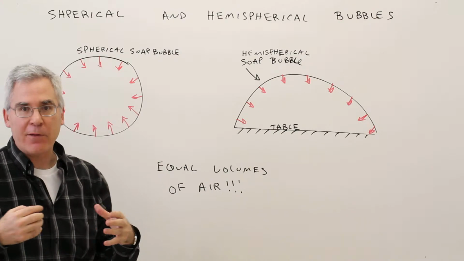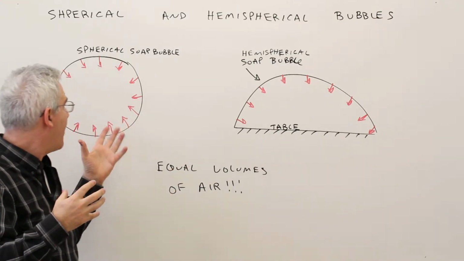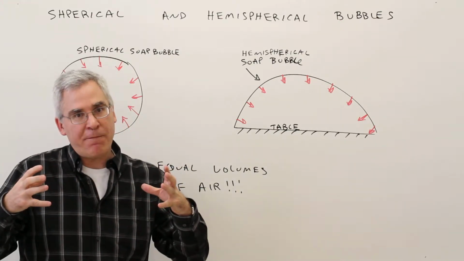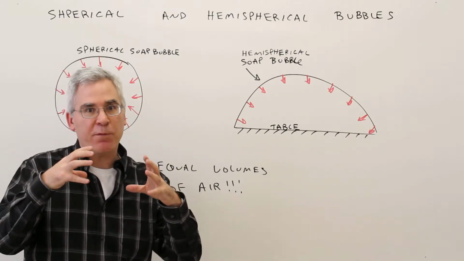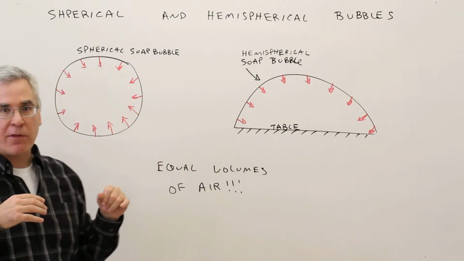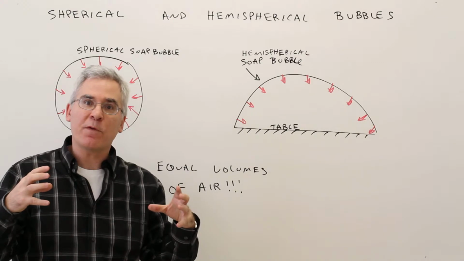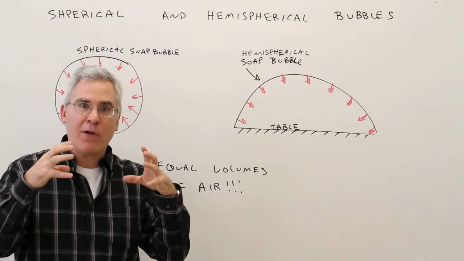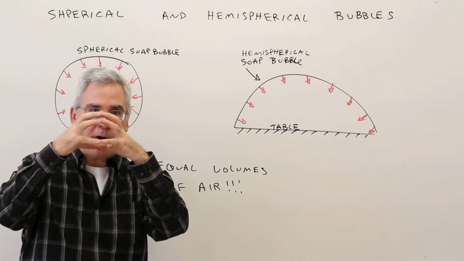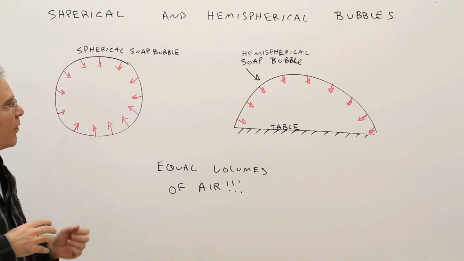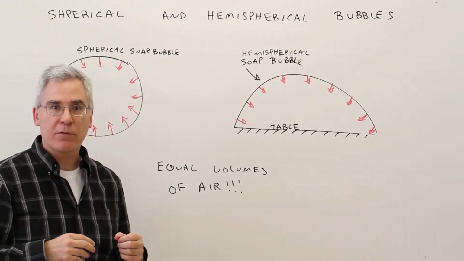So to minimize all these forces, what's going to happen is it's going to want to form the minimal surface area to minimize all these forces. And the minimum surface area to enclose a given volume of air is going to be a sphere. And that is why we get spherical soap bubbles.